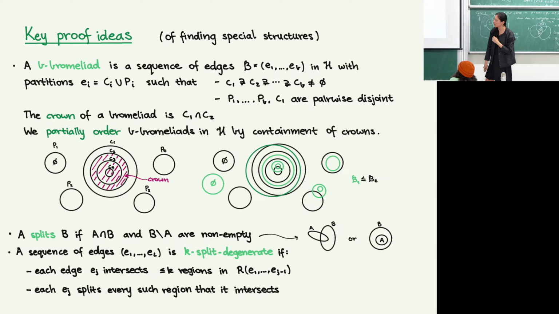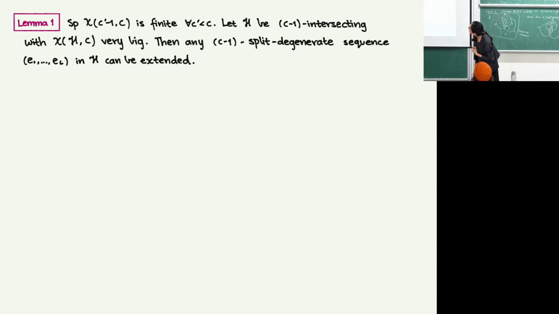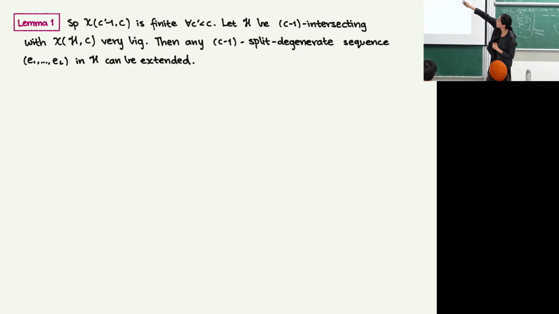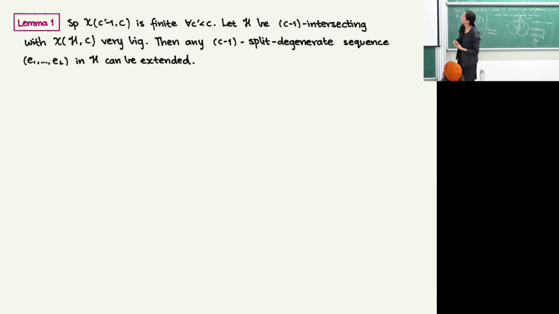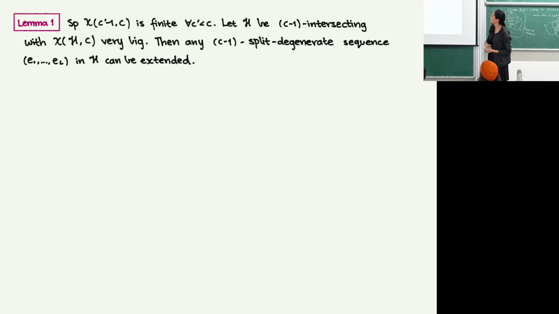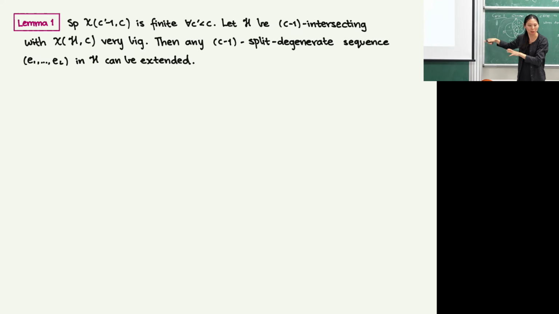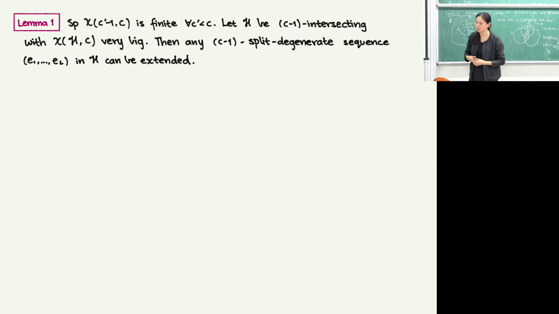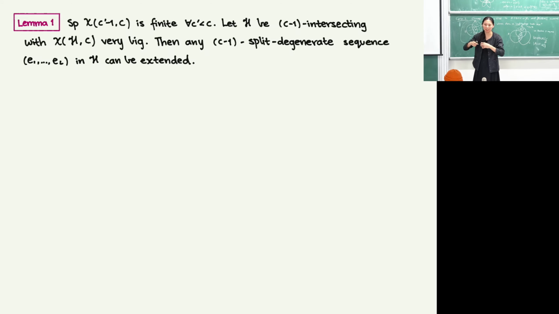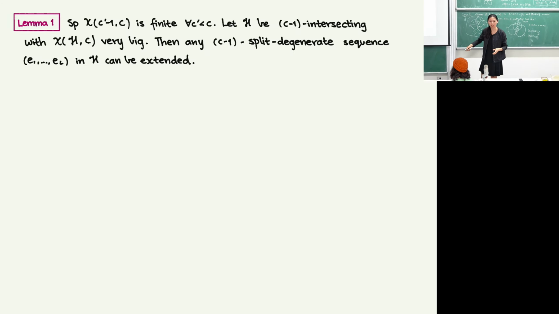Okay, so let me state that first lemma now. Suppose that chi of (c'-1, c') is finite for all c' less than c. So this is kind of an inductive hypothesis here. Now let H be a (c-1)-intersecting hypergraph with chi of (H, c) really big. I'll say how big in the proof. Then any (c-1)-split degenerate sequence in H can be extended. So that basically gives us one step of making a long sequence, and then you apply this iteratively to get as long as you want.